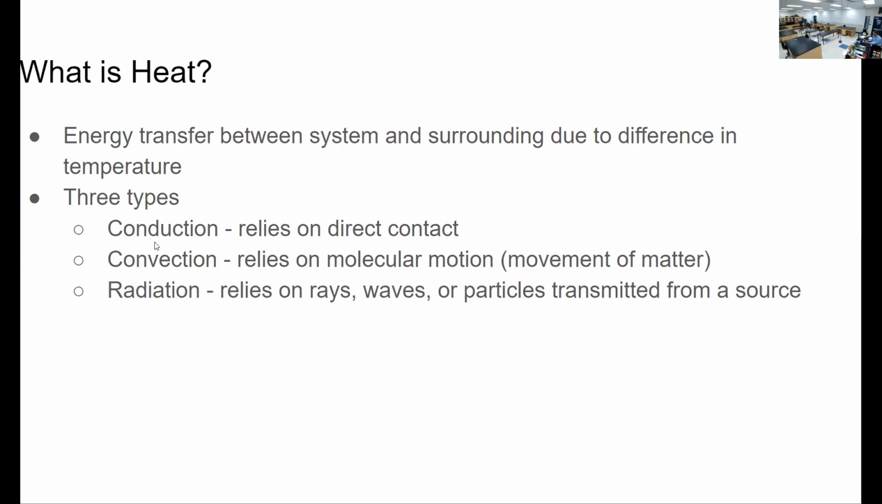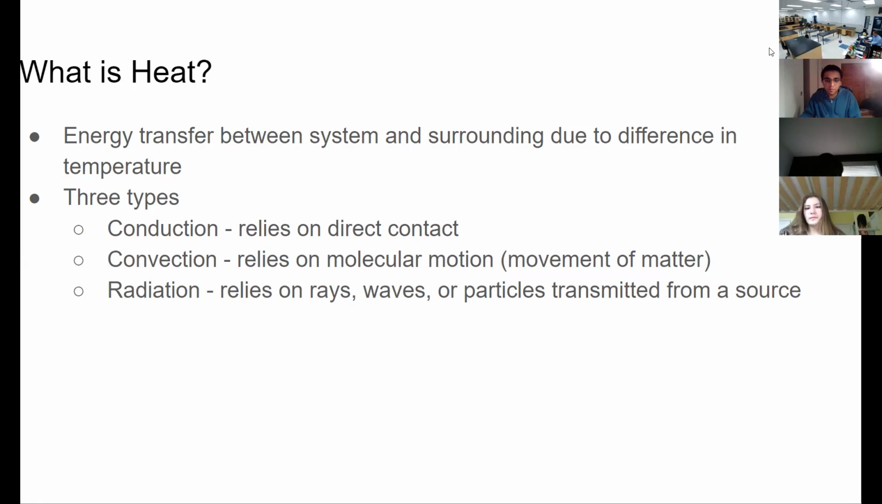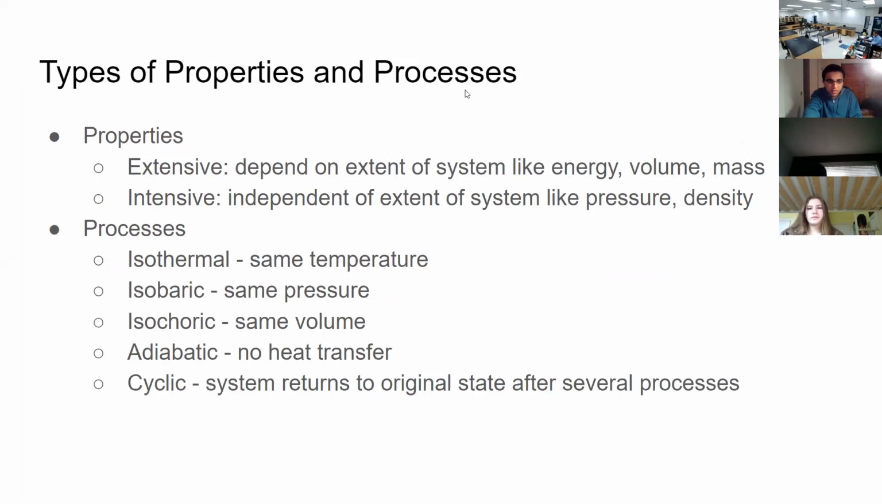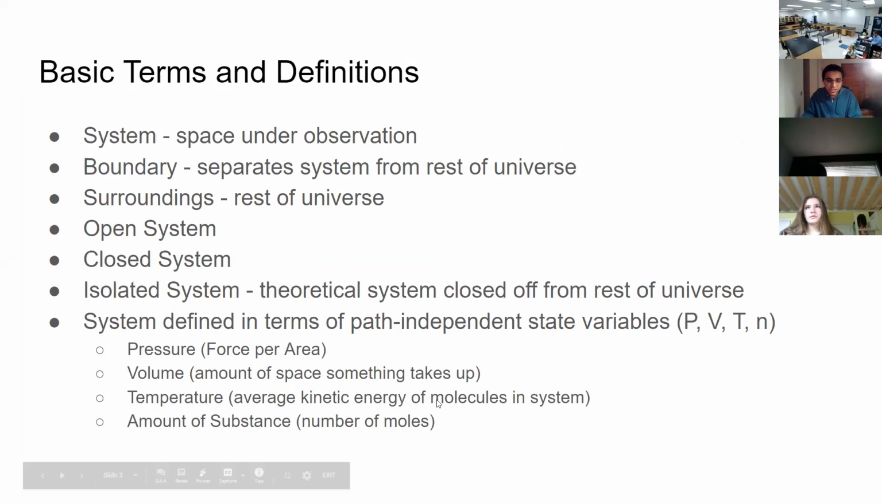So, as we were saying, conduction relies on the direct contact, whereas convection relies on molecular motion. And then radiation is about like the source. You have rays, waves, or particles transmitted from that source. So that's heat. And it connects back to the previous idea of temperature. The temperature is the average kinetic energy of molecules in system, right? So heat transfer occurs due to the differences in temperature.